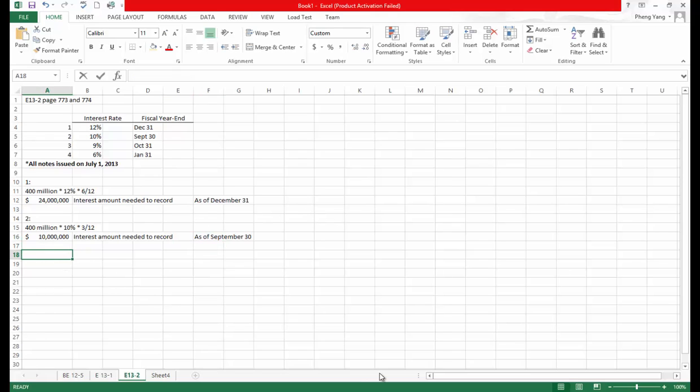Okay. And 3. The note is at 9%, and the fiscal year end is October 31st. So it'll be 9% times, from July 1st to October 31st, 4 months. Okay. So I put in my formula.